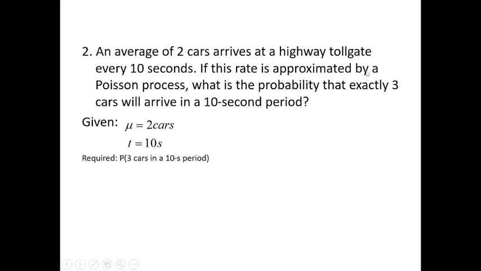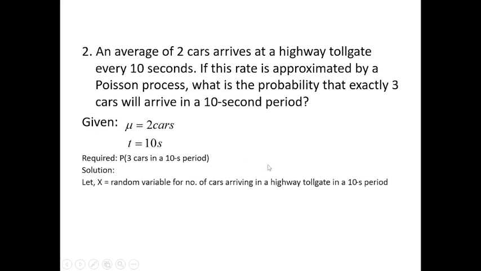What is the probability now that exactly three cars will arrive in a 10-second period? That is our concern, because the average number of cars that arrive at the highway toll gate every 10 seconds is two cars, right? So what is now the probability that there will be three cars in a 10-second period?